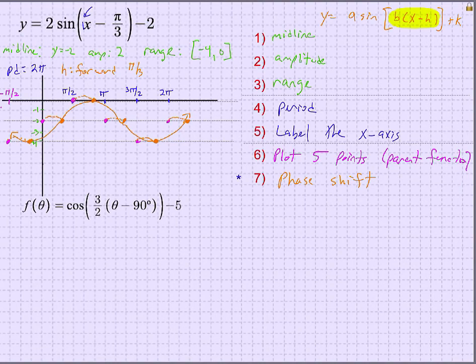Had I written this without those extra parentheses, had it been cosine of 3/2 theta minus 90 degrees, minus 5, it would be your job to recognize, oh wait, this inside argument right here has not been factored out. The b has not been separated from the x minus h. So before you identify the h, you would have to factor it out. Factor out the 3/2, which means dividing 90 by 3/2, which would be 60 degrees.